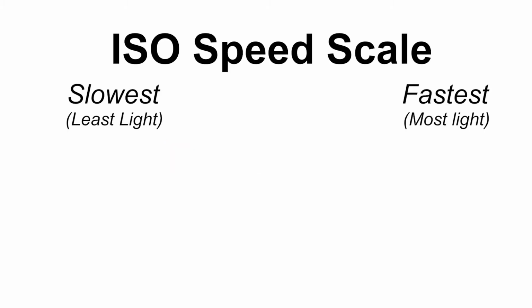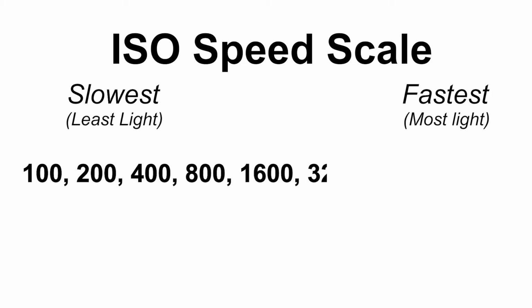Finally, ISO. ISO is the sensitivity of your image recording surface to light. By increasing the ISO rating, you're also increasing the image recording surface's sensitivity to light, but it has its drawbacks. The ISO scale goes like this: 100, 200, 400, 800, 1600, 3200, 6400, and 12,800.